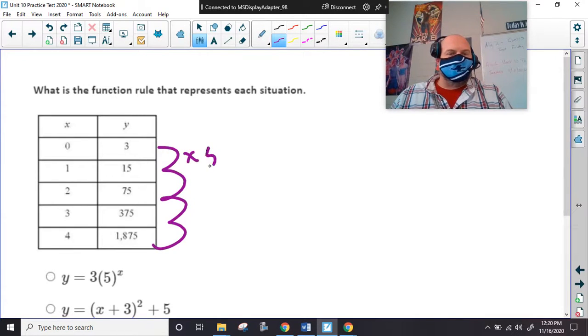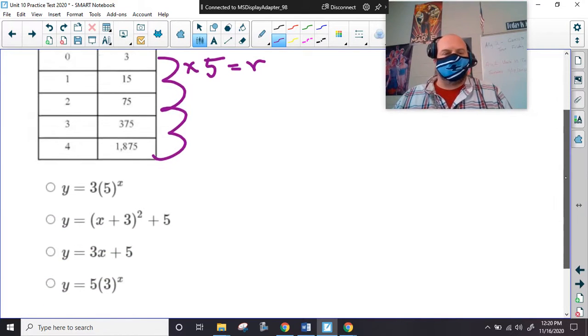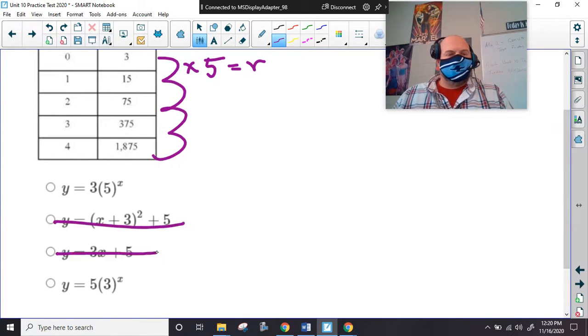We're multiplying by 5. So that is my R, my exponential equation. So remember, it's A sub 0, R to the X. So this would be my A sub 0.